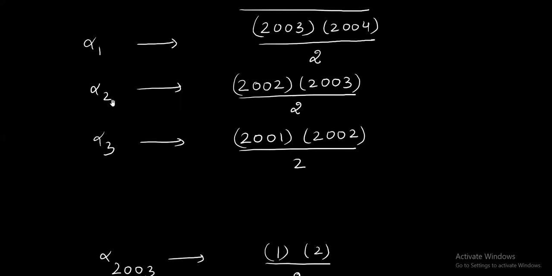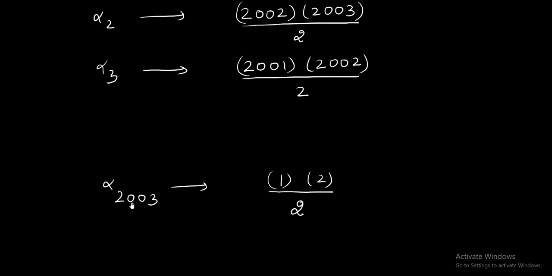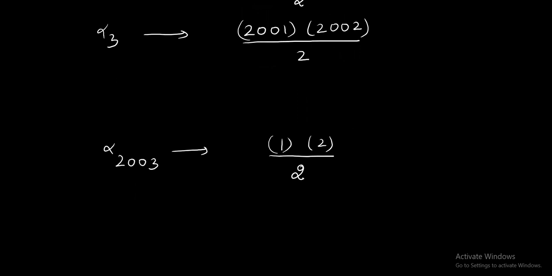When I solved it for alpha 2, I got this much number of solutions. When I solved it for the 2003 case, I got this much number of solutions. Now I have to add them all together. But how are we going to add them all together?